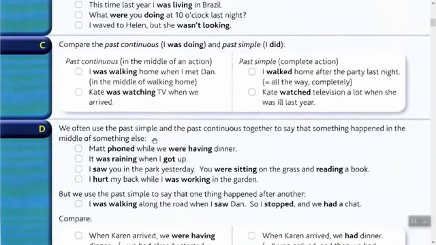We often use the past simple and past continuous together. Sometimes we use them together to say that something happened in the middle of something else. Like this, roughly. For example: Matt phoned while we were having dinner. It means we were about to eat and someone called us.